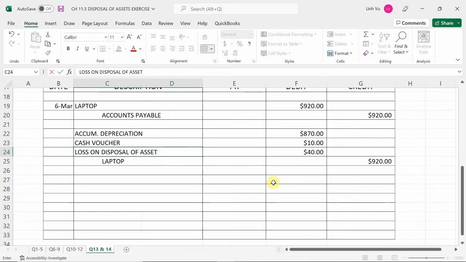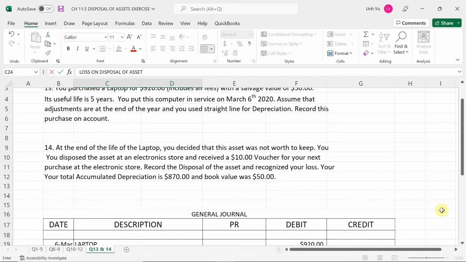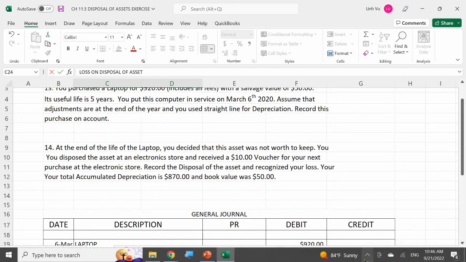Good job. Any questions in regards to loss on disposal of assets or disposing fixed assets?